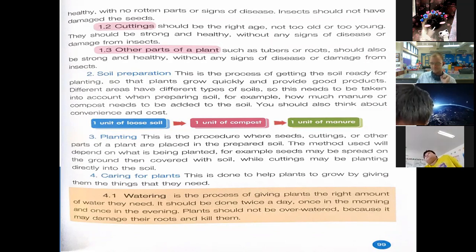Water. We need water, yes. What do you say, Leon? Say again, please. I can't hear. Soil? Soil, yes. Soil is the answer.